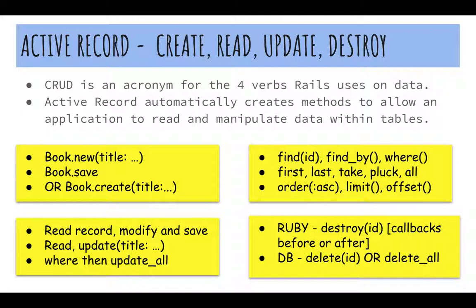Or finally, you could have done where and then update all. And we also had destroy, which was we find the ID and destroy by the ID. And that would use callbacks from the model, or we delete, and that would just take it out of the database. We could also use delete all, but of course be careful of that.